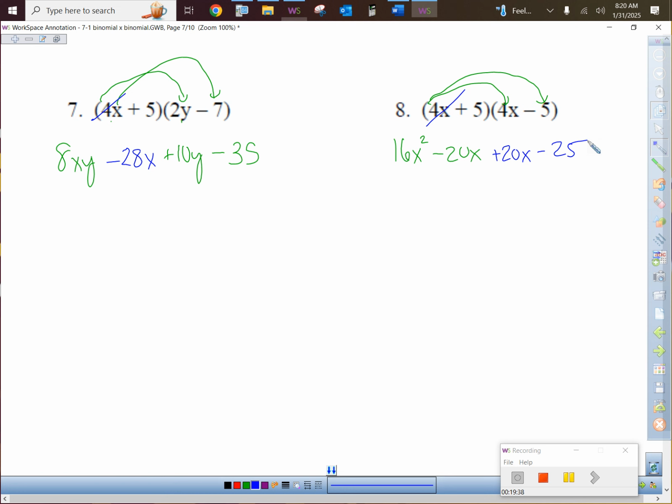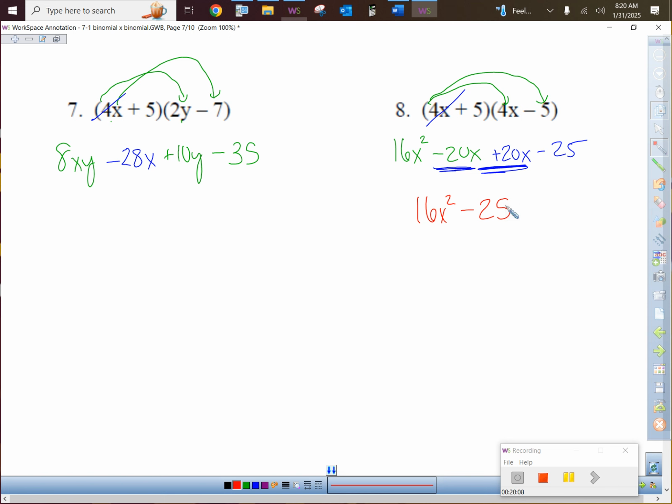Are any of them like terms? Yes. These guys. Uh-oh. A negative 20x plus a positive 20x add up to be 0 x's. Mathematically, should we write down 0 x's, or do they just go away? They're gone, right?